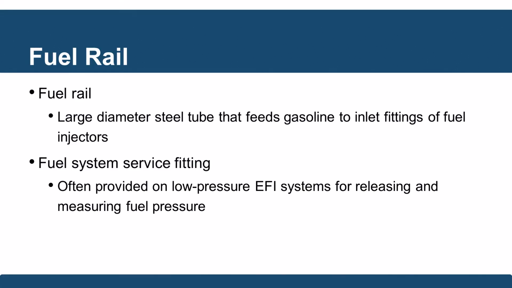Now, the fuel rail that's found is usually a large diameter steel tube that's capped off at both ends, and then the only outlets are what are connected to the fuel injectors. That large diameter tube feeds the gasoline to the inlet fittings of those fuel injectors, and the fuel system usually will have some kind of service fitting on it. That service fitting is used for the low pressure side of the EFI systems for releasing and measuring fuel pressure.